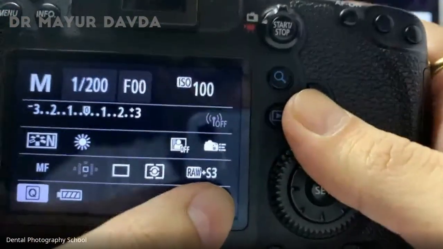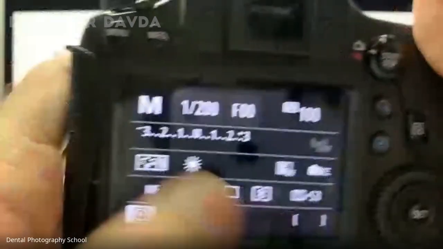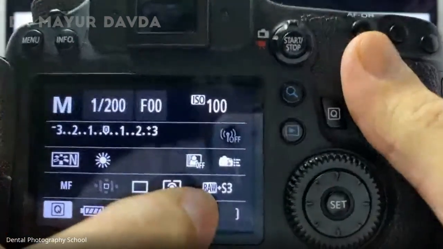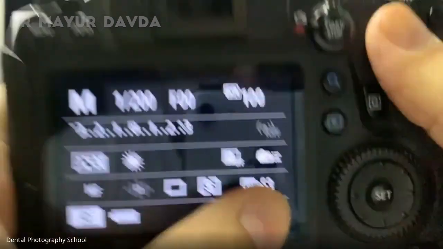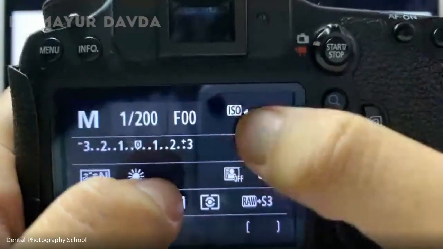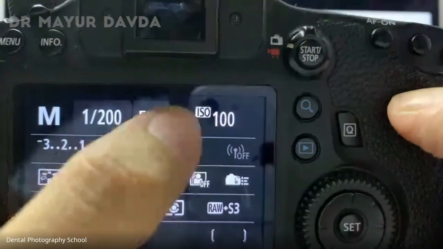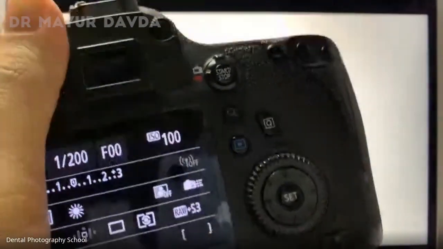So the four most important settings in your camera on manual mode, of course, are image quality on RAW, not JPG files but RAW files, shutter speed of 1 by 200, ISO 100, and the F number keeps on varying with whatever you want to shoot. All right. So let me attach the lens and show you how to change the F number.